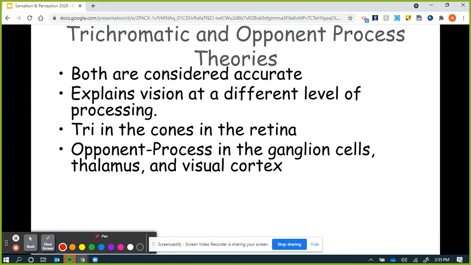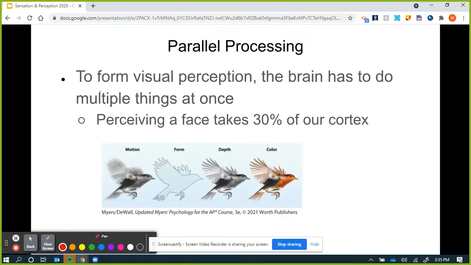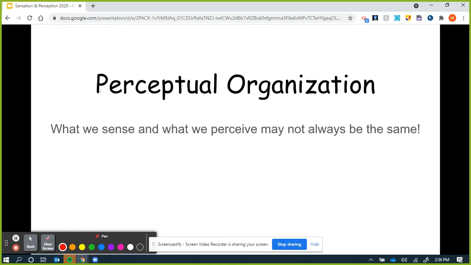All right, so both of these are considered accurate. All right, parallel processing, just a term. Our ability to process motion, shape, color, all those things at once. All right, we are almost done.